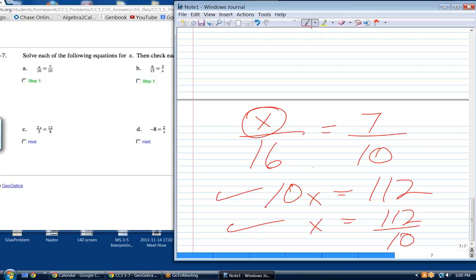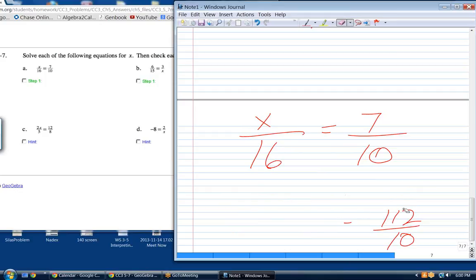So the one thing you do want to do is always do the fewest number of steps that you need to. You don't ever want to do more steps than you have to. So it was unnecessary to cross multiply and actually counterproductive.